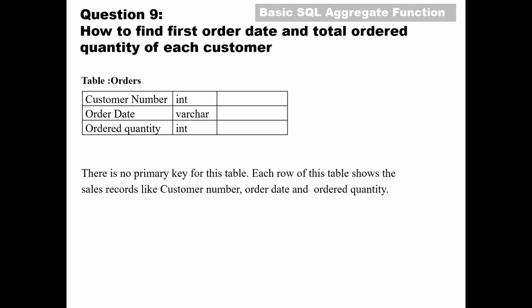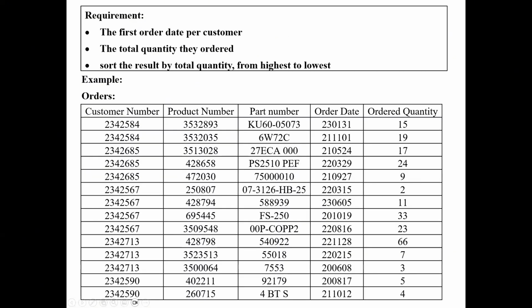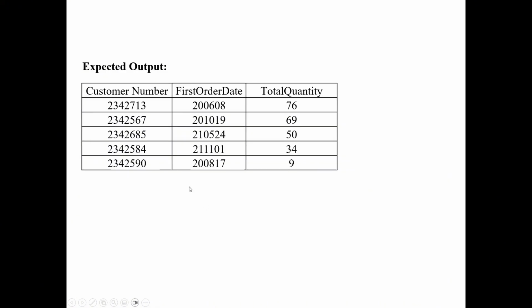Each row captures the customer number, order date, and ordered quantity, but there's no primary key. Our goal is to write a SQL query that gives us the first order date per customer, the total quantity they ordered, and we want to sort the result by total quantity from highest to lowest. Here's a sample of what the data looks like with sales transactions of 5 customers. The expected output should be like this, demonstrating customer number, first order date, and ordered quantity of each customer.